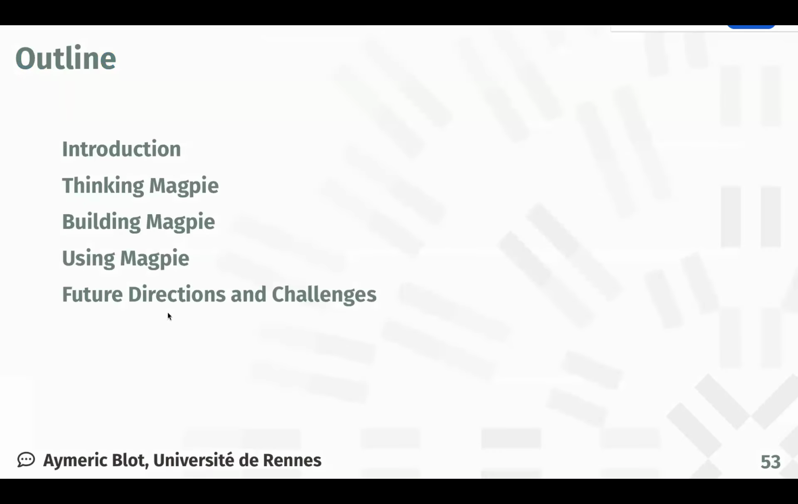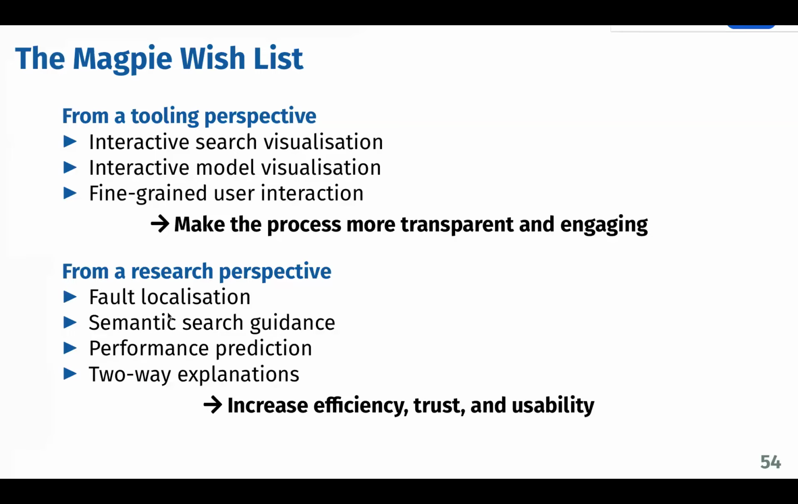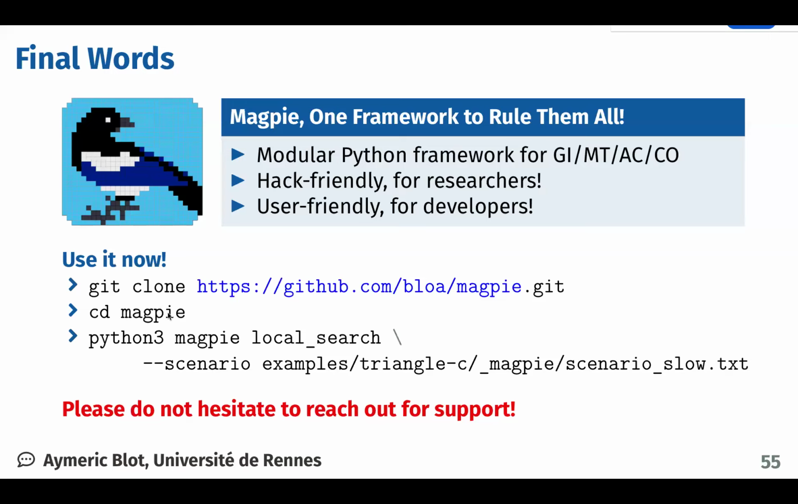Just one sentence to finish. What I want for Magpie in the future is to make the process more transparent and engaging. There are many things that we can improve from a tooling perspective and from a research perspective. I think we will need to increase efficiency, trust, usability, and that's it.